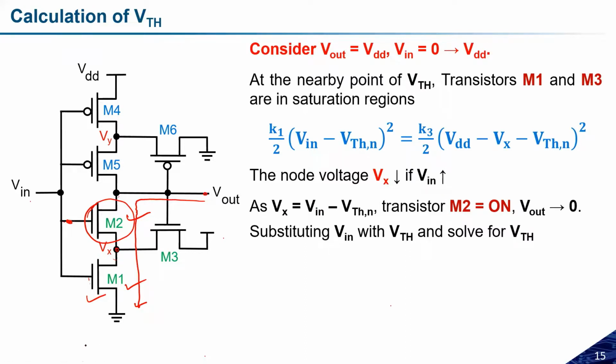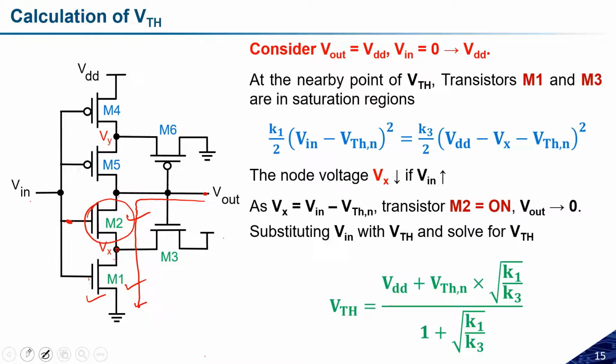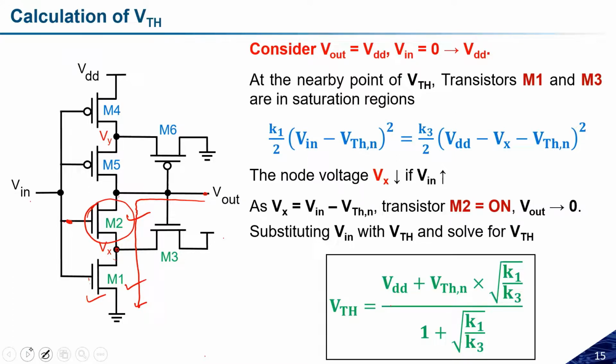Once we have all these things, just try to substitute Vx is equal to Vin minus Vth in the expression, and solve for Vth. So you will get the expression something like this. Simply, I have to substitute Vin equal to Vth and solve for the Vth. We have an expression like this, put Vin equal to Vth, and try to solve for Vin or Vth. You will get the same expression that I have written over here.